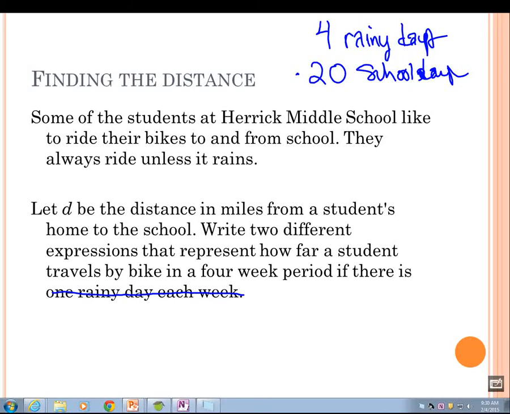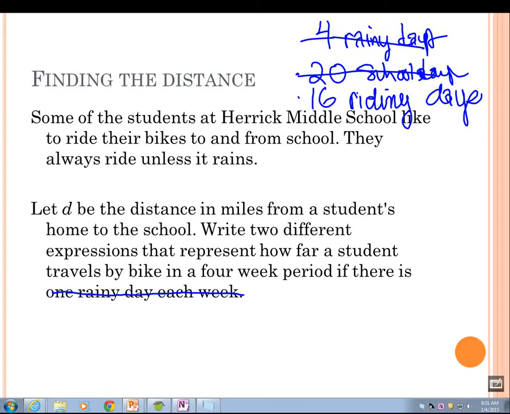So it's 4 rainy days, 20 school days. So how many days are we riding to school? We took care of that, 16 riding days. Okay, so we figured that out.